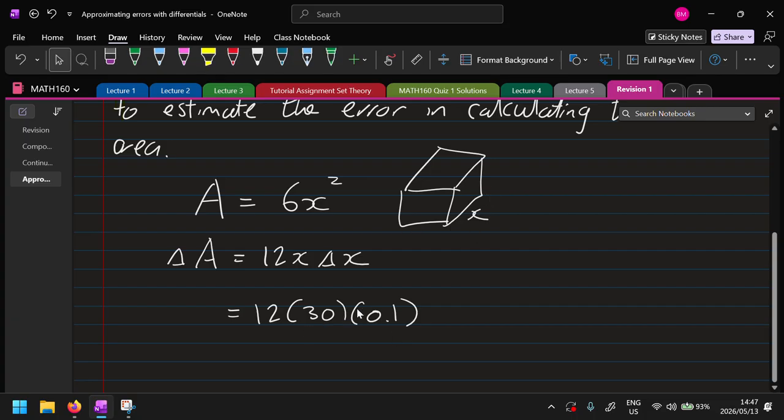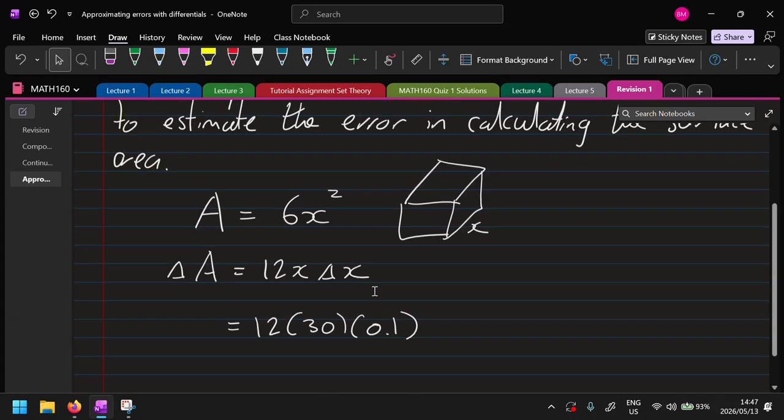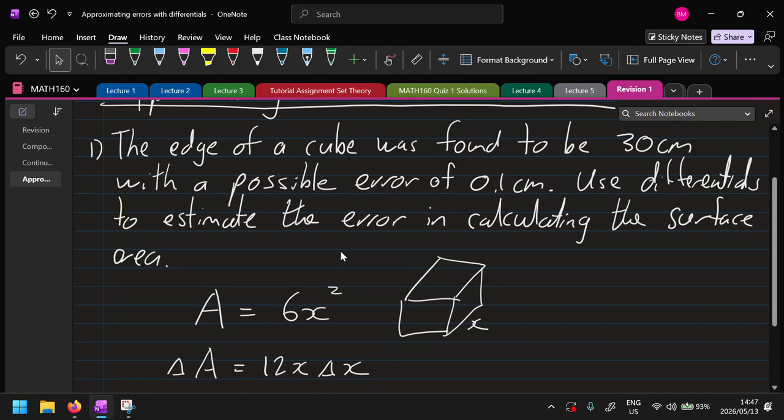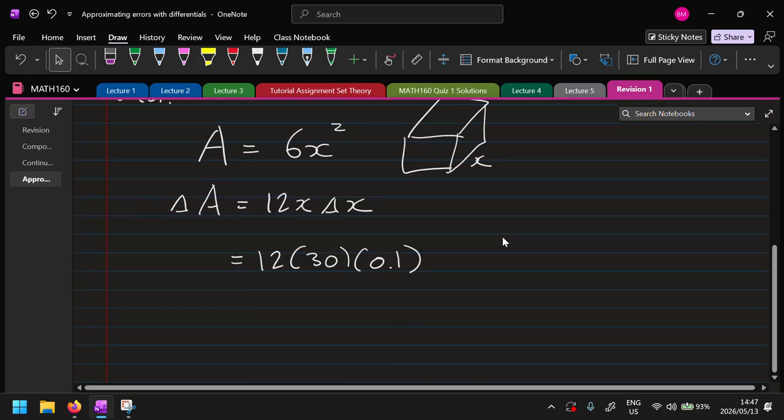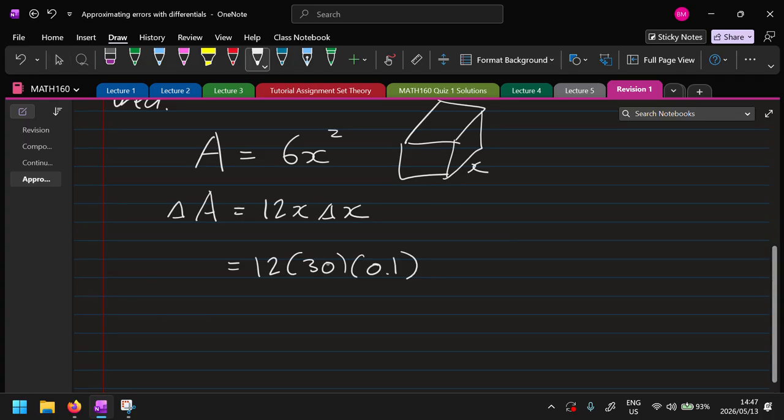Okay, you can check what that is. What's that? 36. Okay, and then the units. So it's going to be the surface area in centimeters, yeah? So centimeters squared. Any questions for this first one? All good. Okay, number 2.